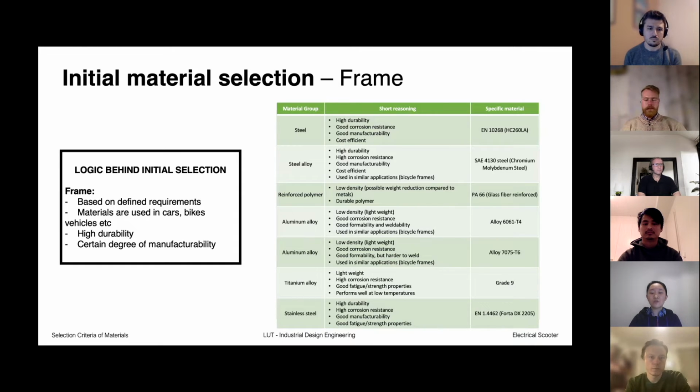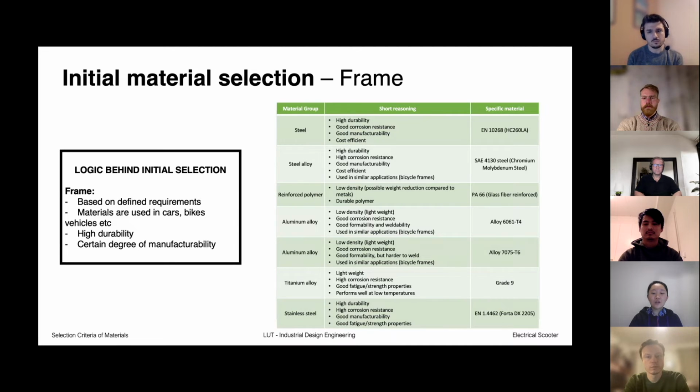For reference, components used in similar applications and industries such as bicycles were studied to get a general idea of commonly used materials in this field. Steel and steel alloy has high durability, good corrosion resistance, good manufacturability, and is cost efficient. Some of them can be used in similar applications like bicycle frames. Reinforced polymer is a durable polymer with low density. Aluminum alloy has low density, good corrosion resistance, good formability and weldability, and can be used in some applications like bicycle frames, where some of them are very hard to weld.